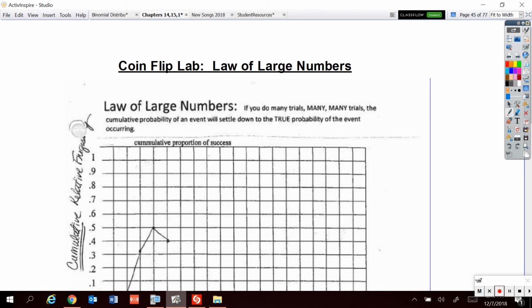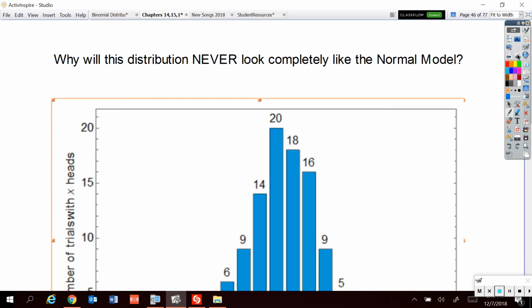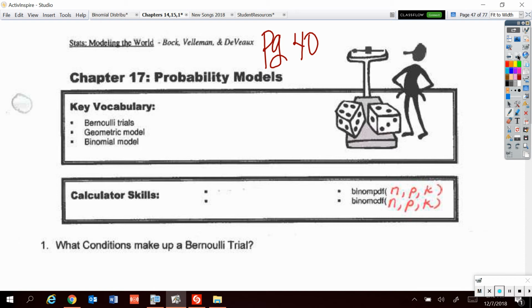So we'll go to your packet and your notes. The notes we're going to be working on are on page 40. We had started there yesterday, on page 40.